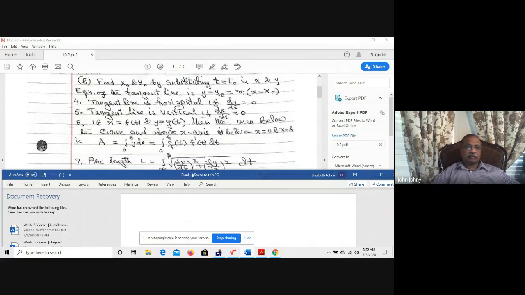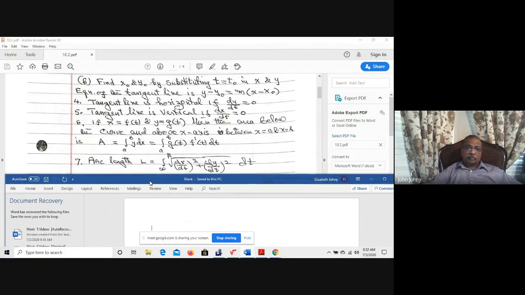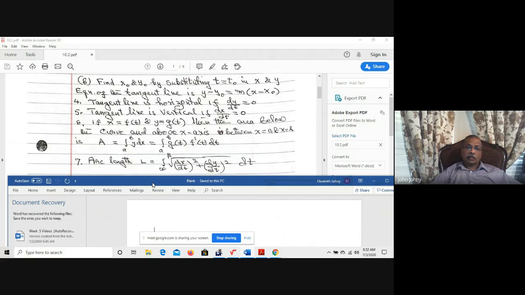Next result, 7. Arc length from t is equal to alpha to t is equal to beta is given by L is equal to the integral from alpha to beta of the square root of dx over dt the whole square plus dy over dt the whole square, dt.